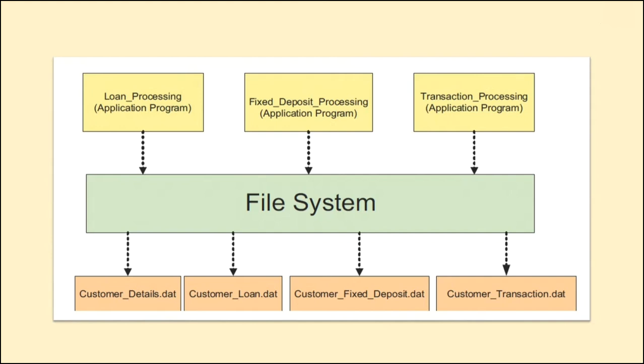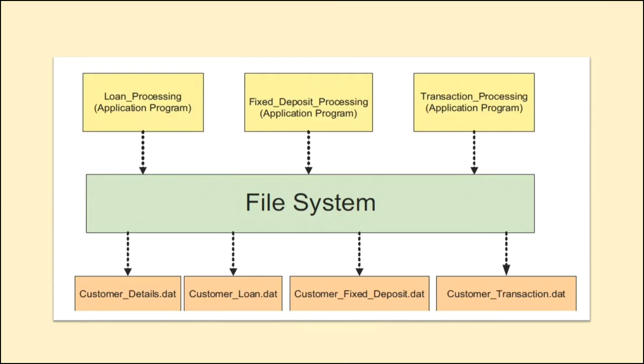Similarly, for fixed deposit and transaction history, different application programs are operating on different files, the fixed deposit files and transaction files. Are you getting? All right. So different application programs are dealing with different files and storing and managing the data. That is fine. What are the disadvantages of this approach? This looks fine only because different application programs are dealing with different files, right?